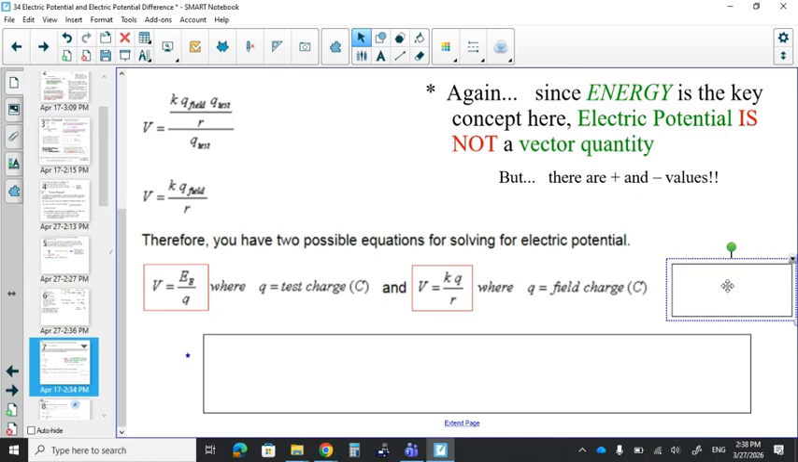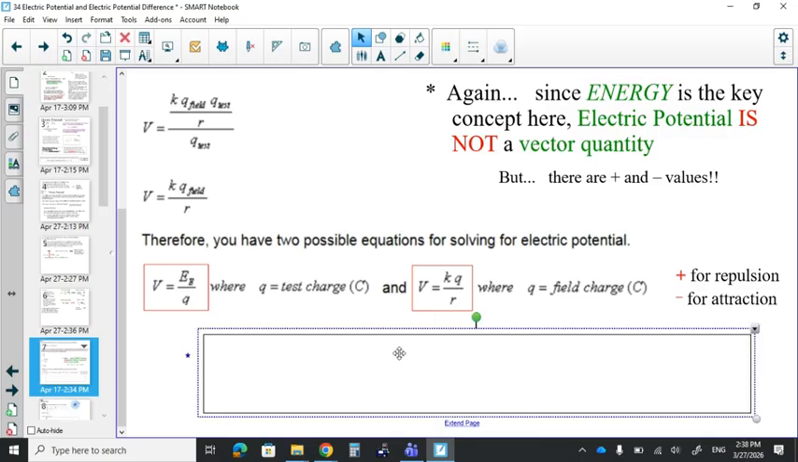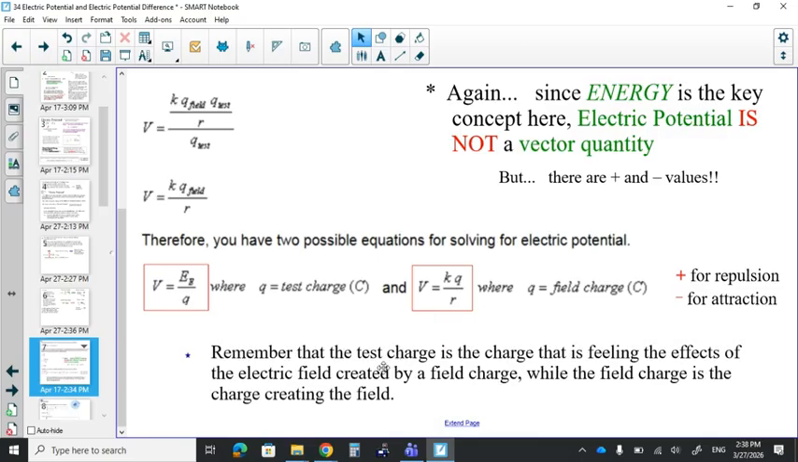Okay, so both of those should make perfect sense, and they're just different versions depending on what numbers you're working with, right? And this is just about the test charge being the one that's feeling the effects of a charge that is creating the field that we're talking about. In this case, it's a brick relative to Earth. The brick's not affecting the gravitational field to any extent.